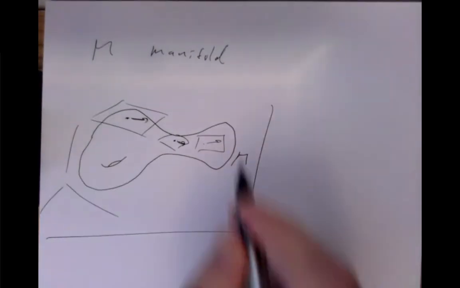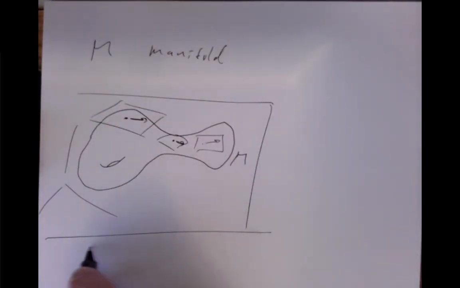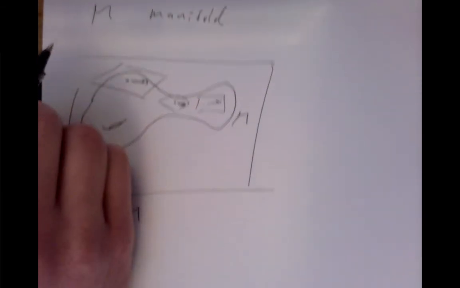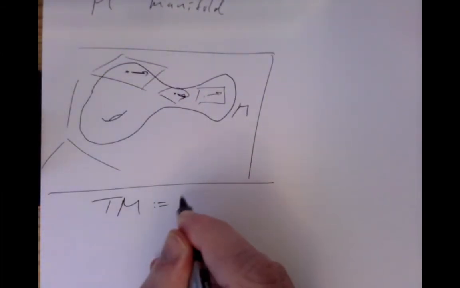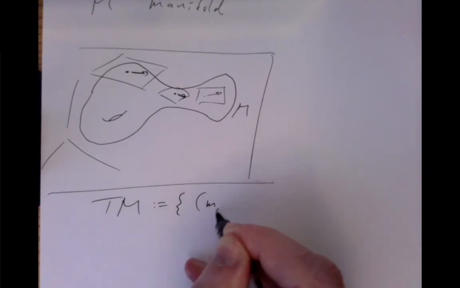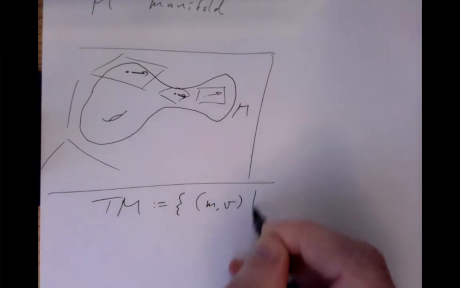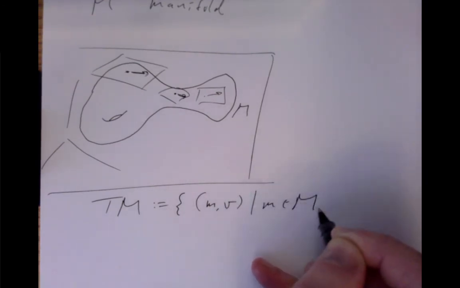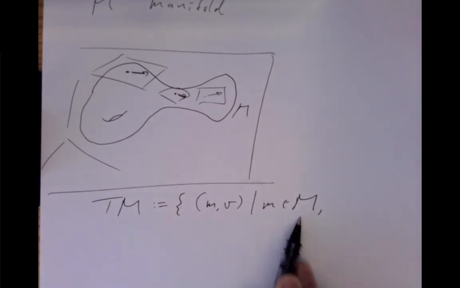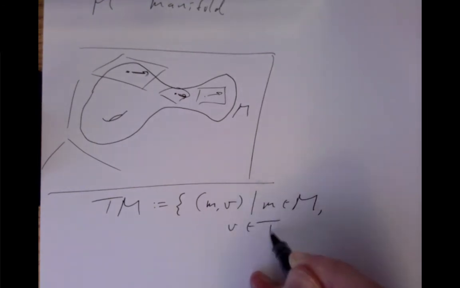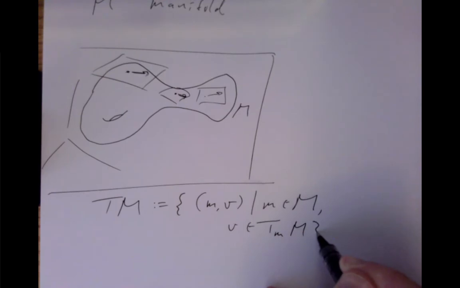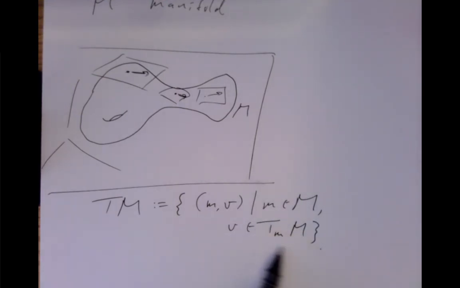So for an abstract manifold, I'll just define the tangent bundle of the manifold to be the set of all pairs of point M and object V, so that M is a point in the manifold, and V is a vector in the tangent space at that point. So we made these tangent spaces, which were vector spaces. Now we're making one big tangent bundle, which consists of all choices of a point and a vector at that point.